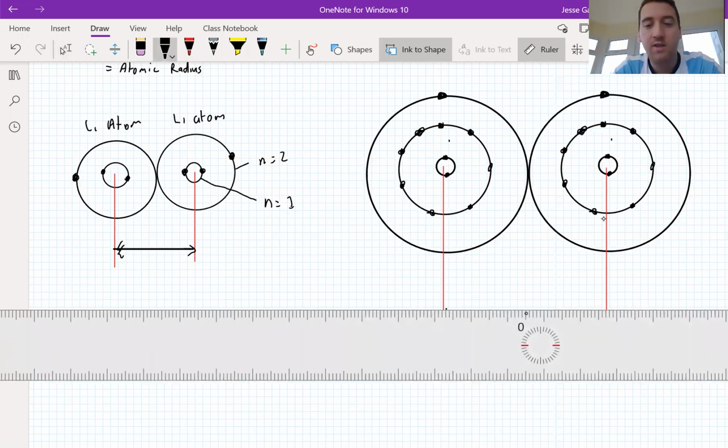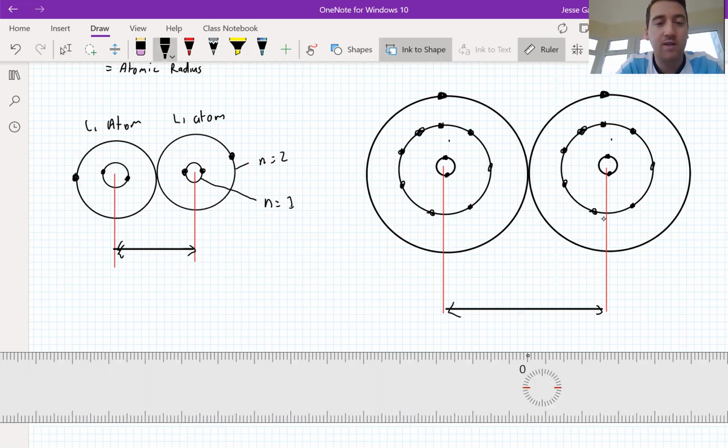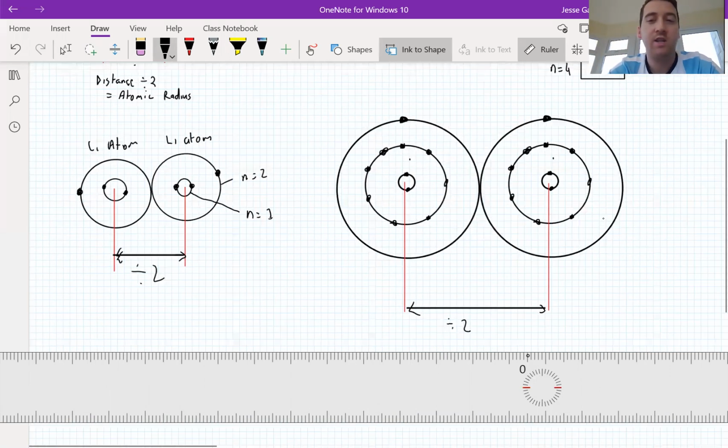And I would measure the distance between them, which is obviously a bigger distance than for lithium. And I would divide that distance by 2. And I would have to divide this one by 2. So get the distance between the nuclei and divide by 2. So that's the first thing that causes a change to the atomic radius.